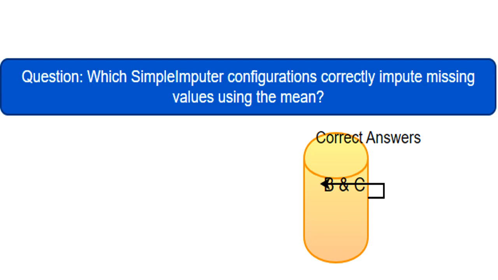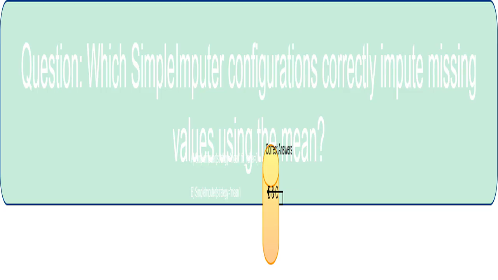Think of it as a tool that intelligently fills in the blanks. I'm asking you to identify the right ways to use SimpleImputer to fill missing values with the average of each column's existing values. We'll consider different options and determine which work correctly.